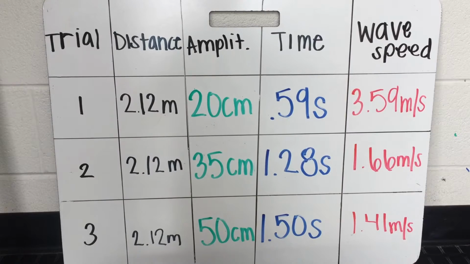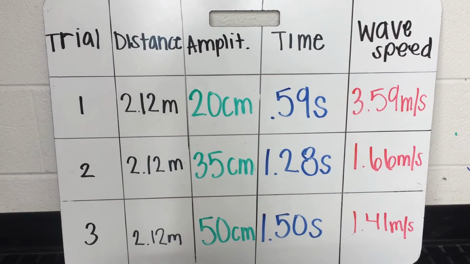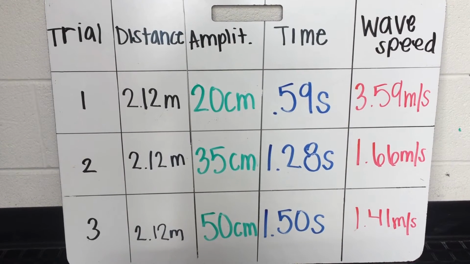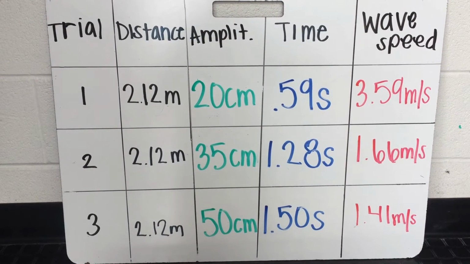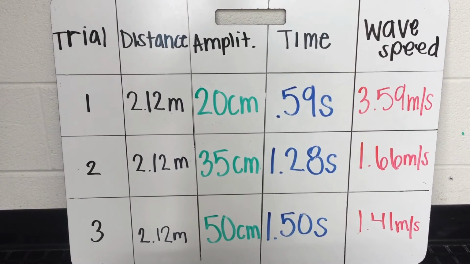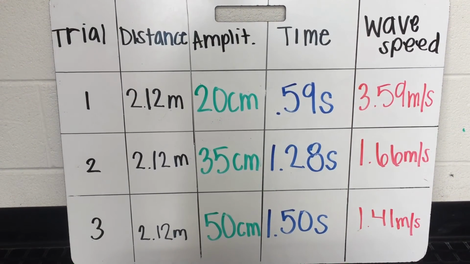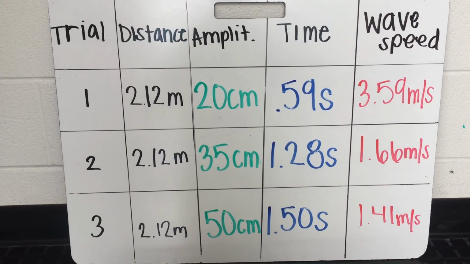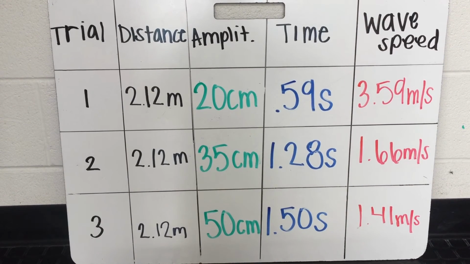Lastly, we will have our table filled out and you can see how amplitude affects wave speed. As recorded in the data table, the higher the amplitude, the less the wave speed is. So with that being said, amplitude does have an effect on wave speed.